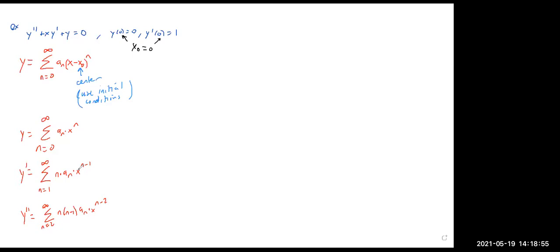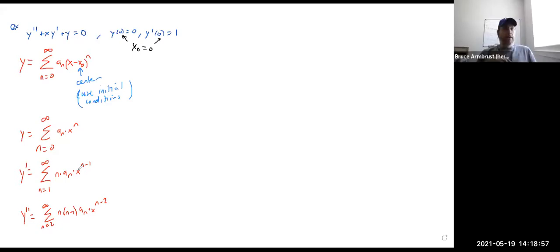Plug in into the function. Yep, we just plug them into the original differential equation and go, all right, well, what does that force these things to be? So we're going to take all of this and we're going to put it back into the original differential equation. So I'll run that up here now.